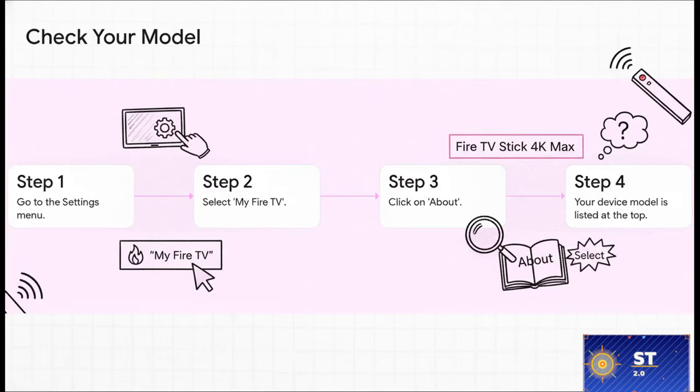So let's check your device right now. It'll only take a second. Grab your remote, head over to Settings, then go into My Fire TV and click on About. The very first line of text you see will tell you exactly what model you have. If you see the word Select in that name, well, we found the problem.